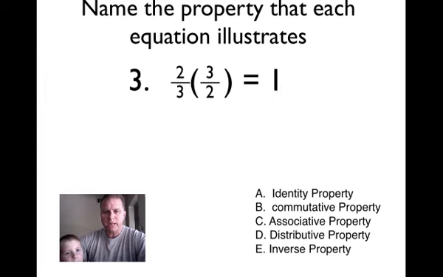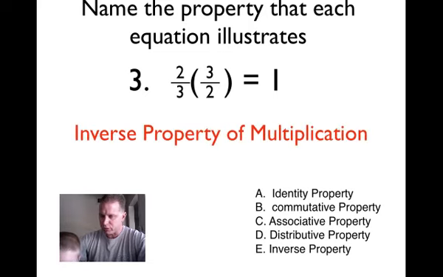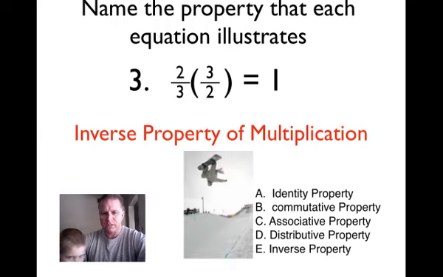Number 3. 2 over 3 times 3 over 2. That is inverse property of multiplication. Inverse, which is the last one, so you should remember that. Okay. Remember, you're multiplying by a number over itself. Inverse is when you flip things over.